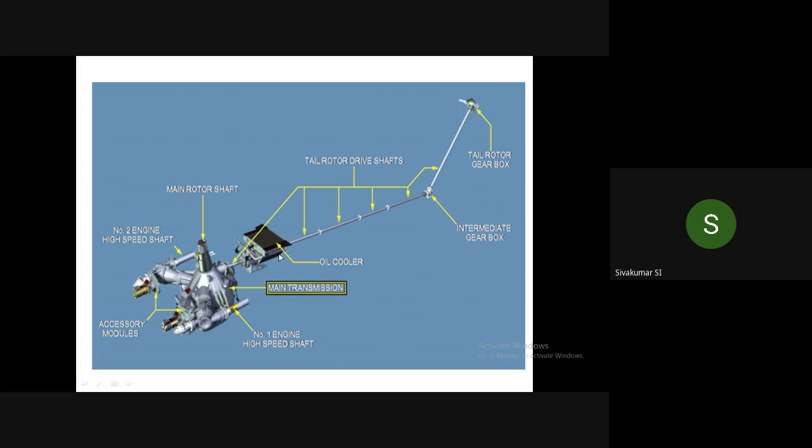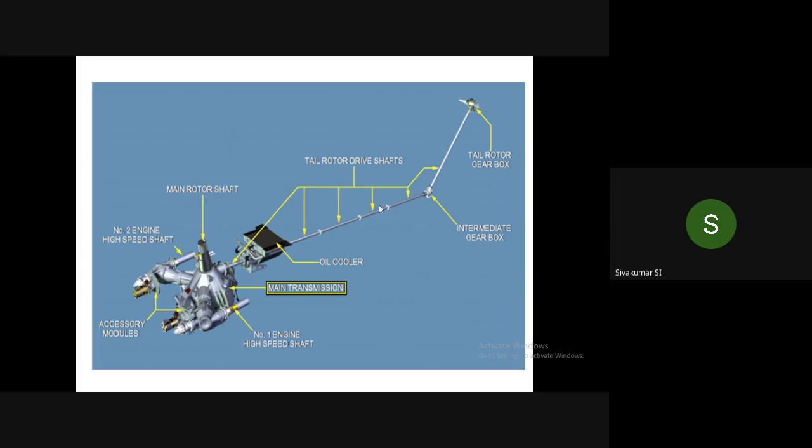Here the RPM is reduced. Suppose, for example, the drive is going at some 5000 RPM, from this intermediate gearbox it is reduced to some 3000 RPM. From that it is going to the tail gearbox, where also, because of the gear reduction ratio, the RPM is reduced to rotate the tail rotor.